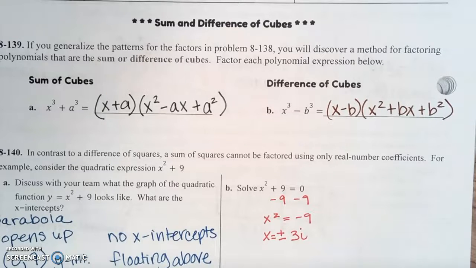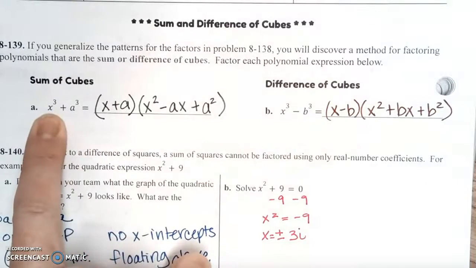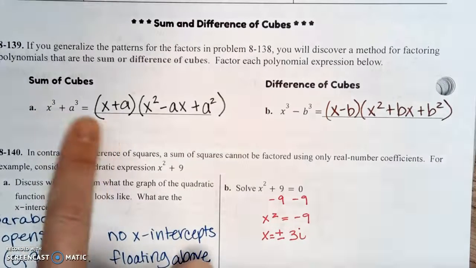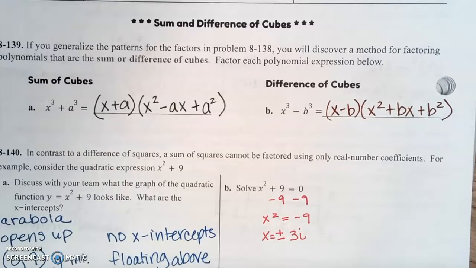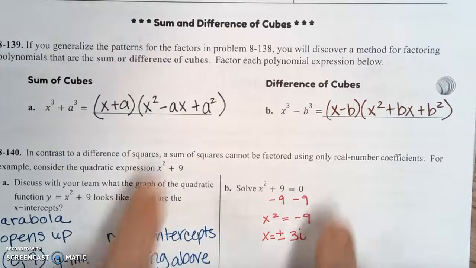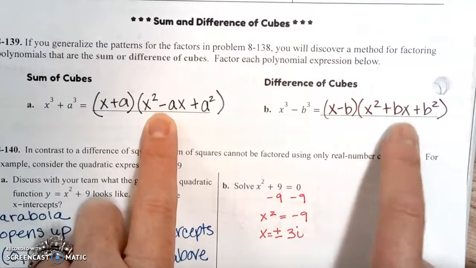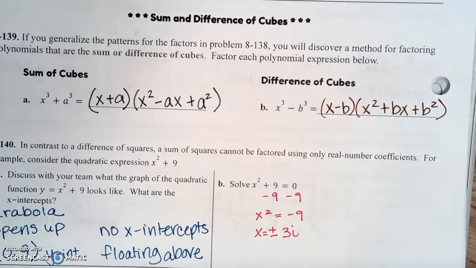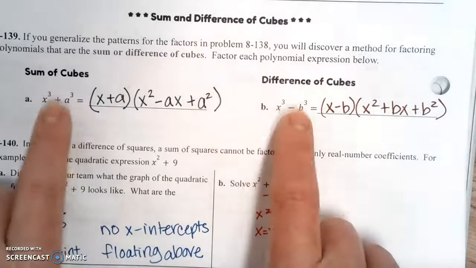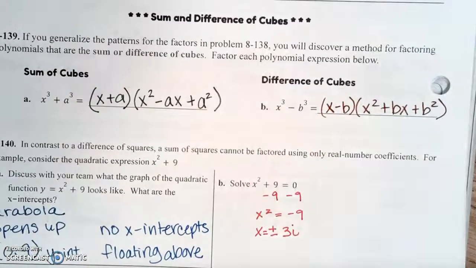So you're going to take the cube root of the first term and the cube root of the second term, and that's what you're going to factor out first. Then that's going to leave you with the quadratic. Okay? The quadratics are almost the same. Just notice the differences in the sign. This one has x squared minus ax, and this one has x squared plus bx. So the signs are just the opposite of whatever they are in the original cubic.